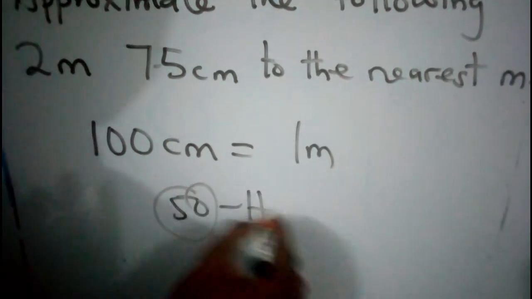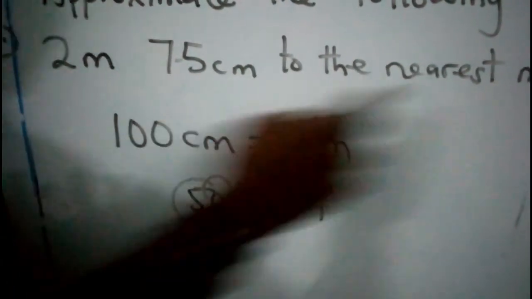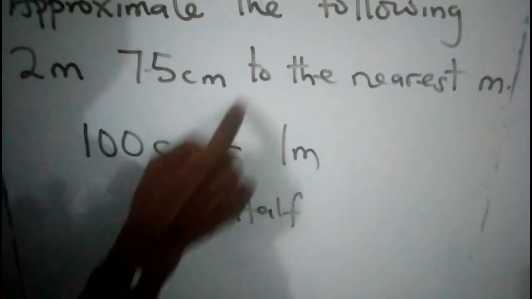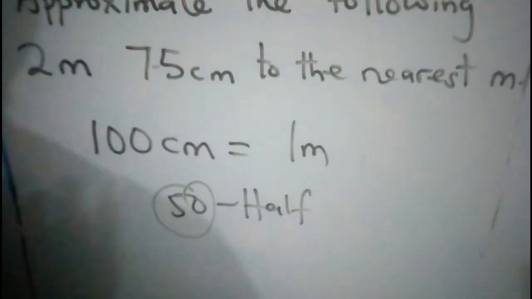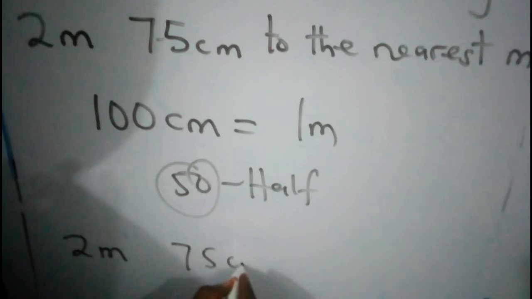This is the half of 100. And remember what I told you. Don't forget we are approximating everything to meters. That means this is what we are considering. The centimeters here is what we want to approximate to meters. So what you now do is this. You have your 2 meters, 75 centimeters.